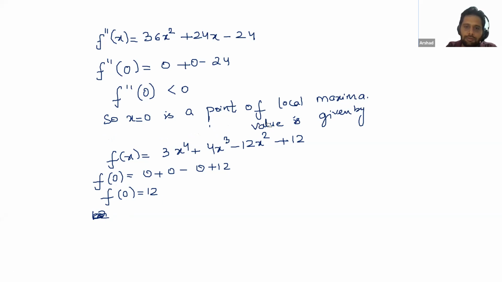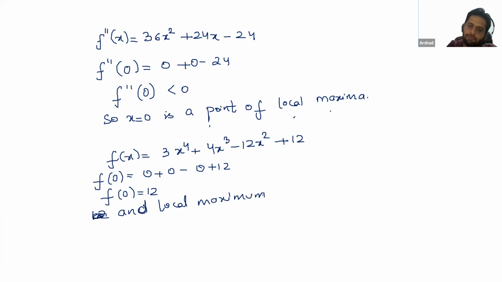So x is equal to 0 is a point of local maxima and the local maximum value at x is equal to 0 is 12. So what we have done here, we have found the critical points, then put the point in the function and found the local maximum value at x is equal to 0. I hope this is clear to everyone.